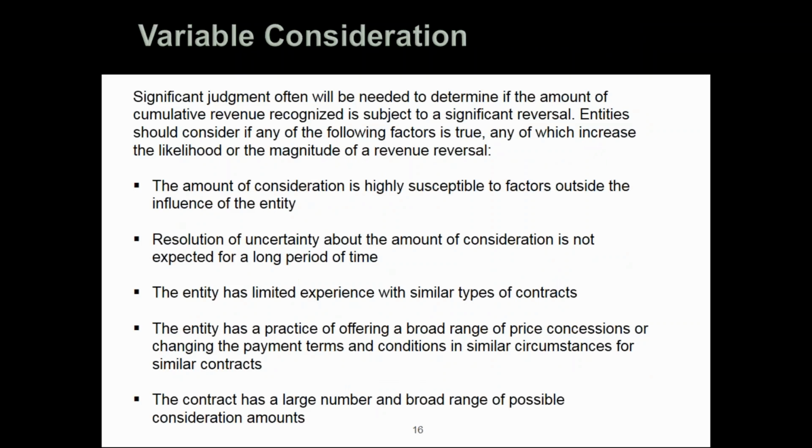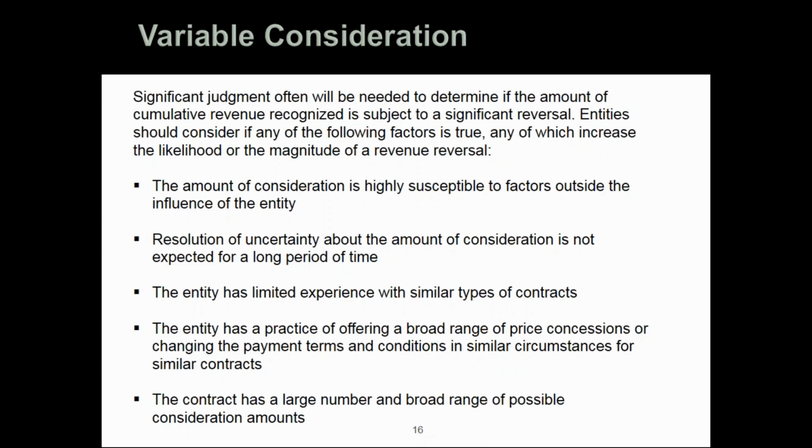So you've got to consider, as I mentioned earlier, how likely it is that there may be a future reversal of revenue. The more likely it is, that's a variable constraint, and it would preclude you from recognizing revenue in advance of those issues being addressed and the likelihood of the reversal becoming remote. Some of the indicators you need to analyze: the amount of consideration is highly susceptible to factors outside the influence of the entity. And we'll look at an example of that in a moment.